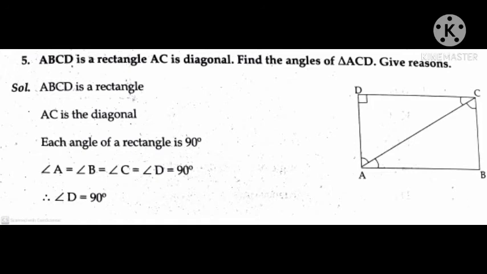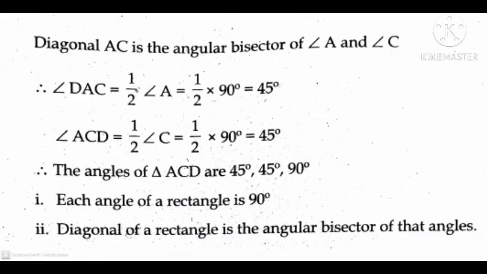Therefore, angle A equal to angle B equal to angle C equal to angle D is equal to 90 degrees. According to the property of a rectangle, all angles are equal in a rectangle. Therefore, angle D is 90 degrees. So we got one angle in triangle ACD. We can find the remaining two angles.